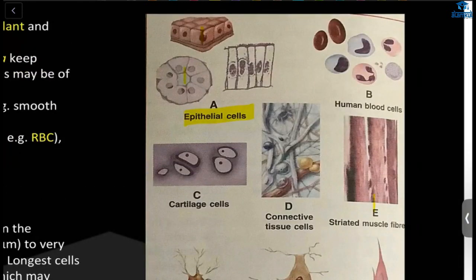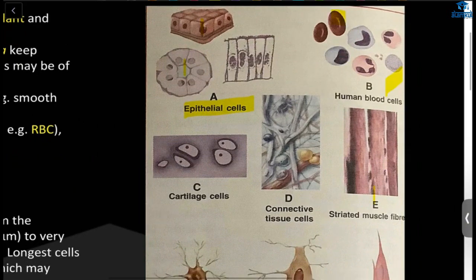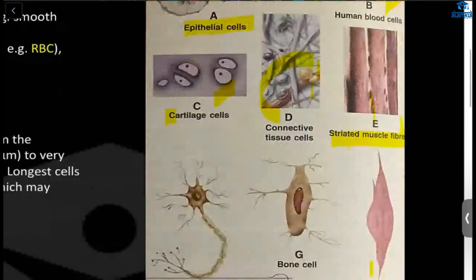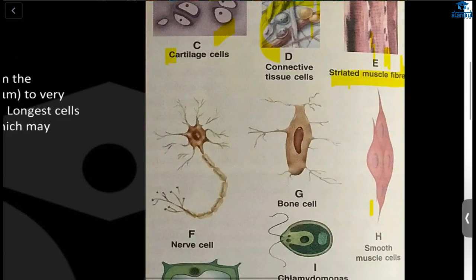These are skin cells. And here we have human blood cells. This is RBC, and these are WBCs, leukocytes. And we have a cartilage cell. This is a connective tissue cell. Then the striated muscle cell. These cells help in voluntary action. This smooth muscle cell has the spindle shape, eye type shape.